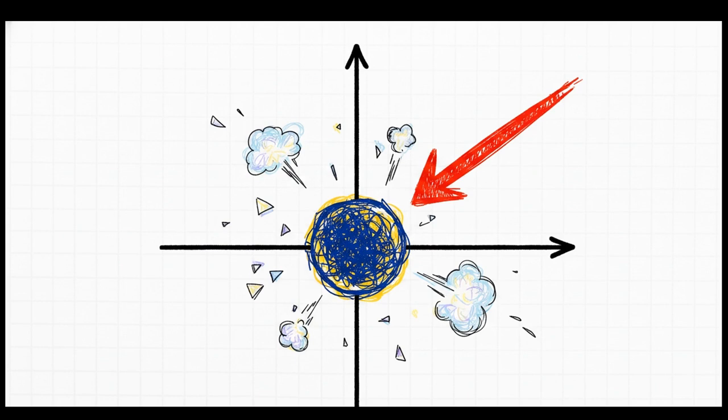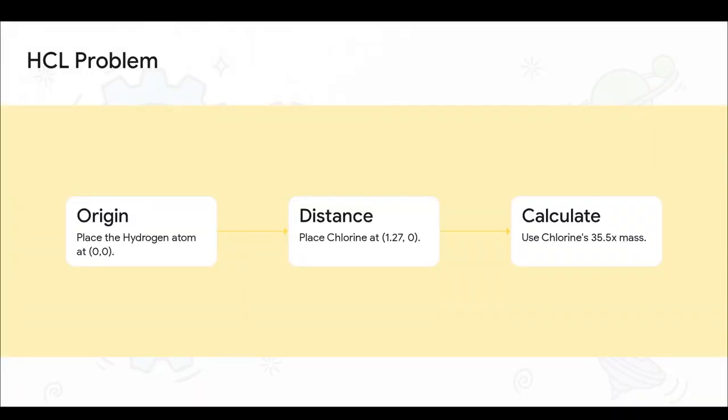Take the famous hydrogen chloride molecule problem, for instance. By strategically locking the hydrogen atom right at 0, 0, we only have to calculate the math for the much heavier chlorine. It perfectly avoids those silly coordinate alignment errors and turns a really complicated molecule into straight-line math. It's a total game changer.